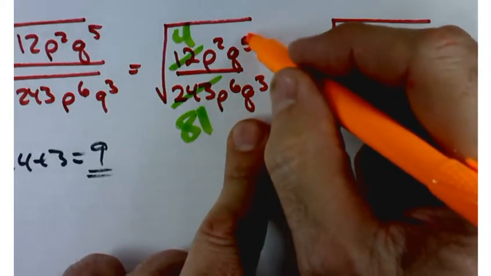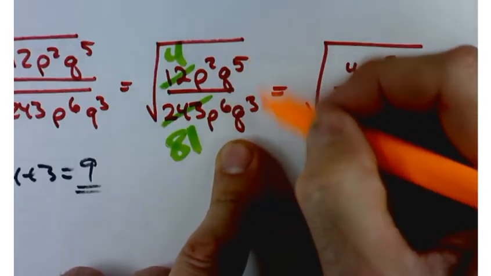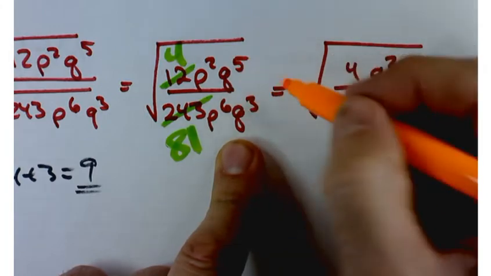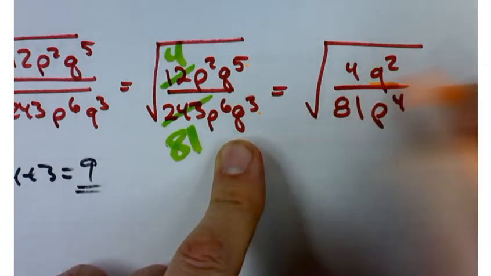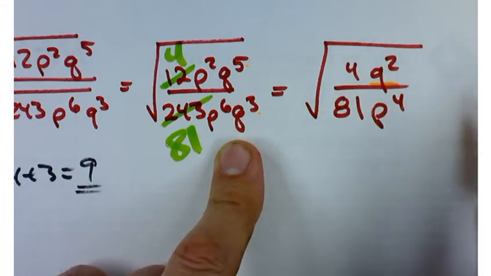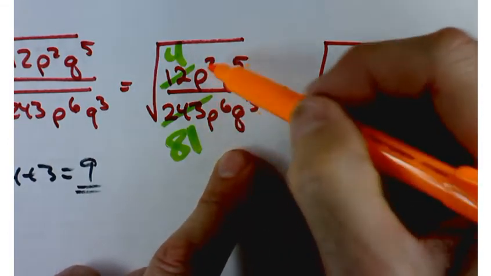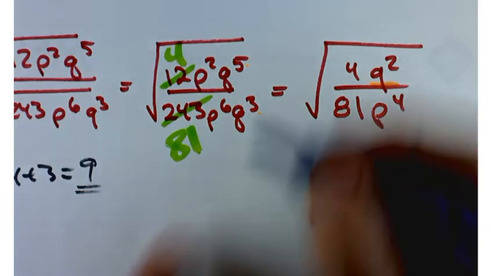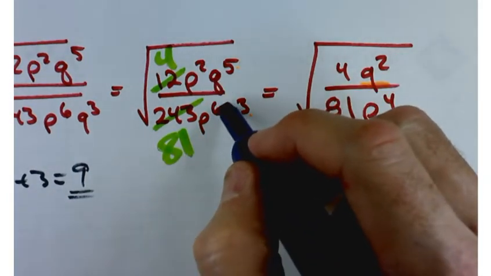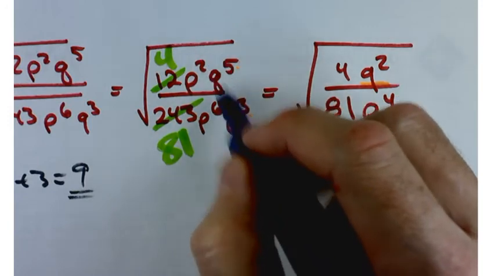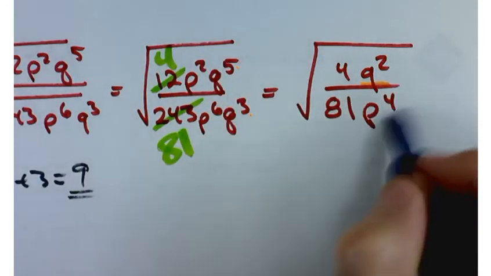With respect to the q's, when you're dividing things with the same base, you subtract their exponents. So 5 minus 2 gives me my q squared there. I'm going to do the same thing here with the p's. It's just that because 6 is bigger than 2, I'll subtract them this way. 6 minus 2 leaves me with 4 of them down in the denominator.